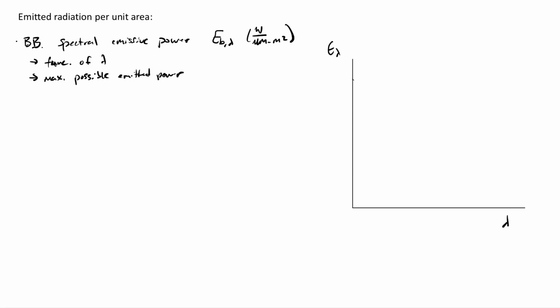If we were to try to plot blackbody spectral emissive power, it would look something like a blackbody curve. So it would look something like this. It's just our blackbody curve despite my squiggly drawing. So let's just label this. This is E_B lambda. So that's our blackbody curve. All right, the next thing is going to be spectral emissive power.